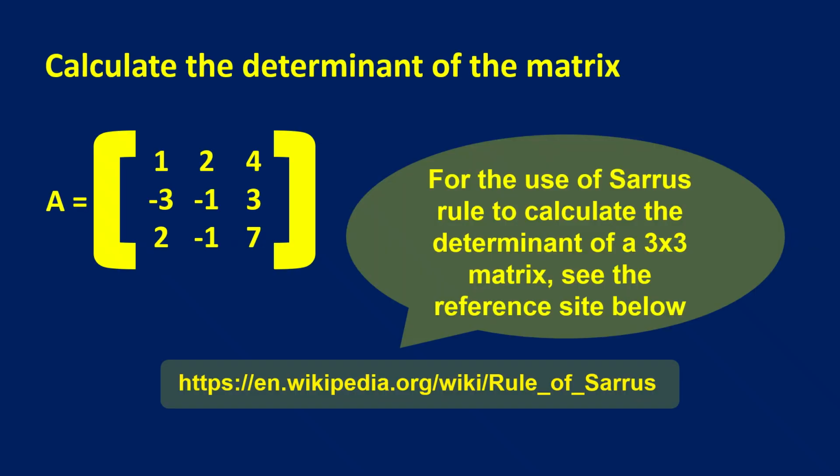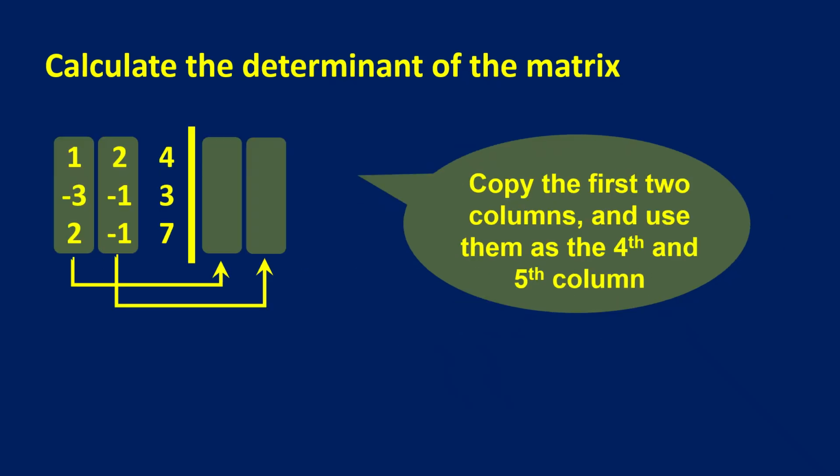I'm going to use the Sarrus rule in order to calculate the determinant of a square 3 by 3 matrix. If you want to know how the Sarrus rule works in detail, you can see the reference site below. In applying Sarrus rule, we need to copy the first two columns of the matrix and use them as the fourth and the fifth column respectively. There you go.